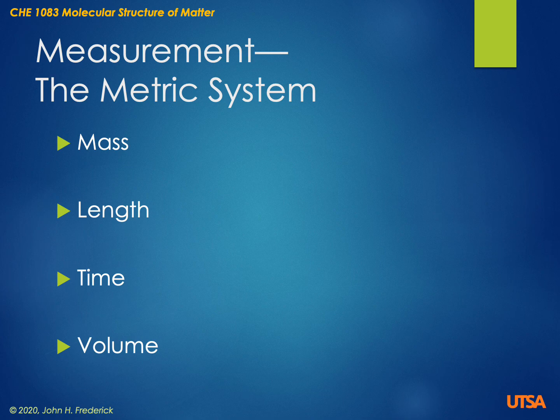So here are the basic things that we want to measure in the metric system. Now, of course, these all have equivalent sorts of measures in other systems like the English system, but we're not going to care about those as much. We're going to really want to see you express all of these things in the metric system. So first of all, mass.